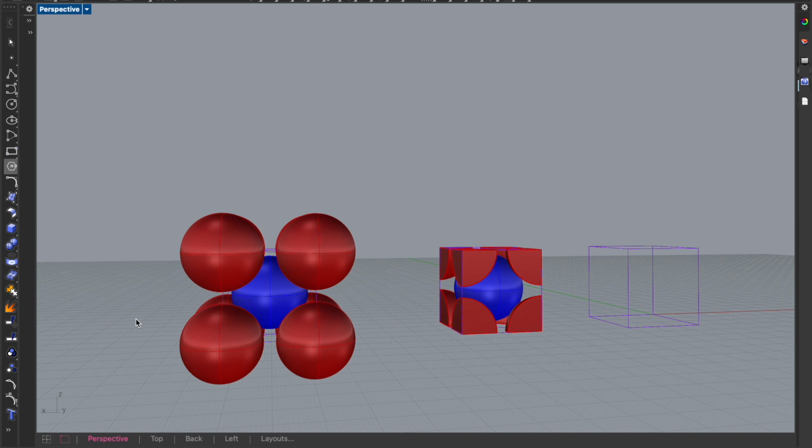observe how the atoms are arranged within the unit cell, creating this characteristic cubic lattice. This visual representation helps us better understand the arrangement of atoms in a BCC crystal structure, which is fundamental to the behavior of many metallic materials.